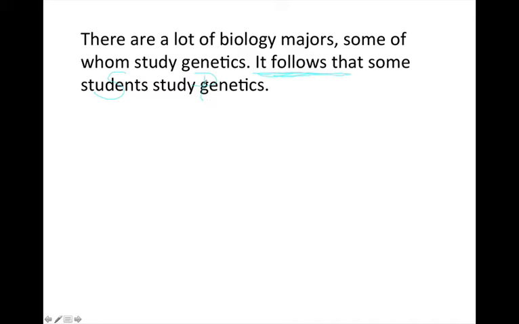Okay, so let us make sure that we have our minor and major terms identified in the premises. So almost immediately above our identified major term, we have the appearance of it in the second premise. And then notice that we've got biology majors, and then we've got the phrase some of whom. So it looks like the of whom is biology majors, who are people who study genetics. So we've got biology majors as the middle term.